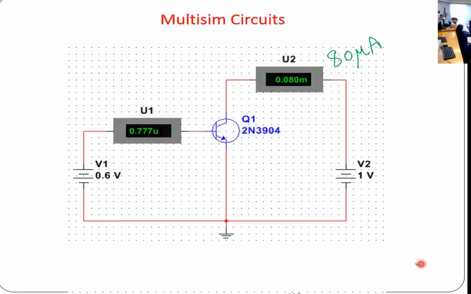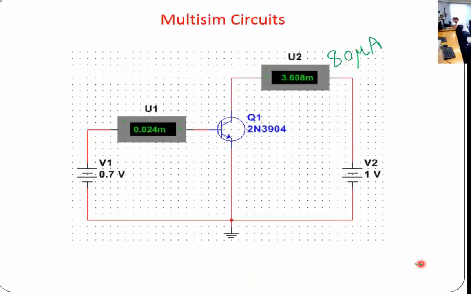So if I raise the voltage, you look at the base voltage was raised to 0.7, which will subsequently increase the base current. Now the base current was 24 microamps. The first one is 0.77 micro. But now look at the collector current. Previously it was 80 microamps, but as soon as you hit that threshold required from the base perspective, the collector current increased.